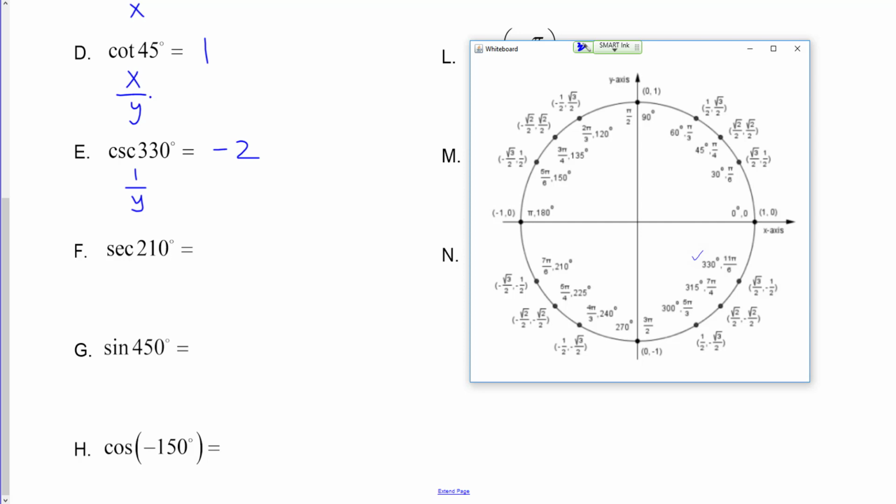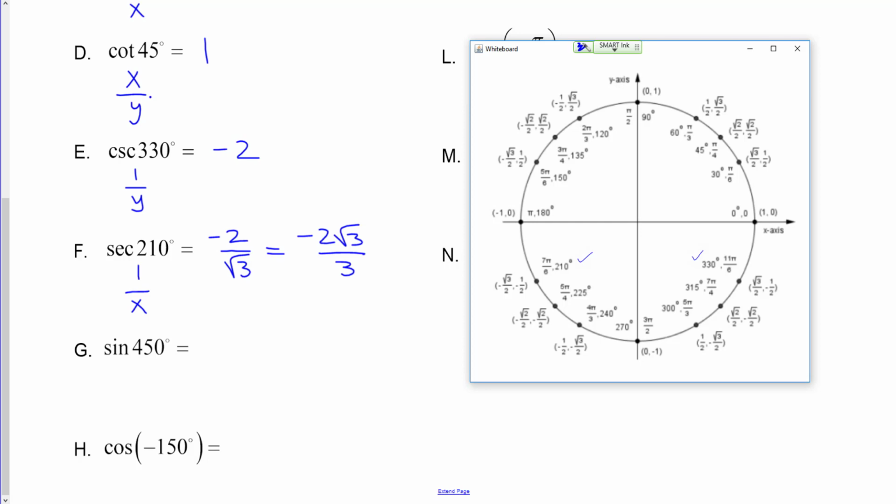Secant of 210 degrees, recall that it's just related to cosine, and so 1 over the cosine of 210, so 210 is right here. The cosine is negative root 3 over 2, so this is going to be negative 2 over root 3, but when you rationalize the denominator, it becomes negative 2 root 3 over 3.